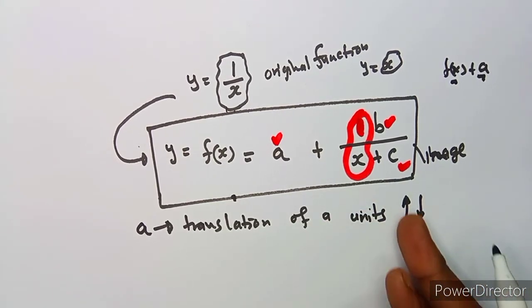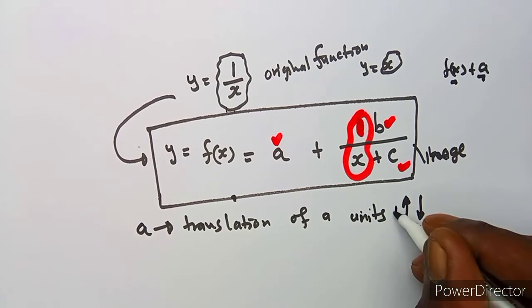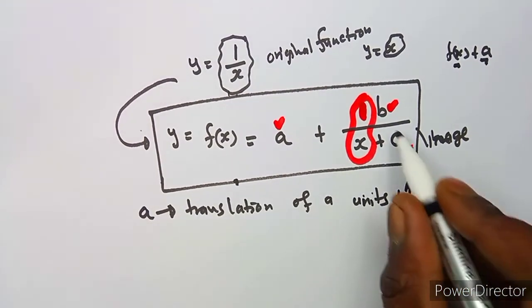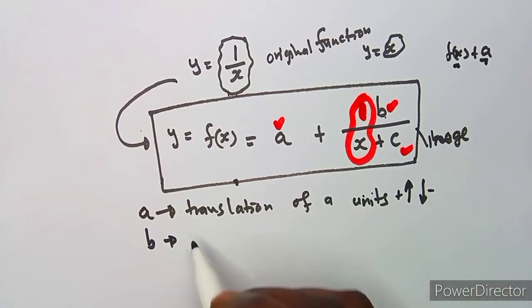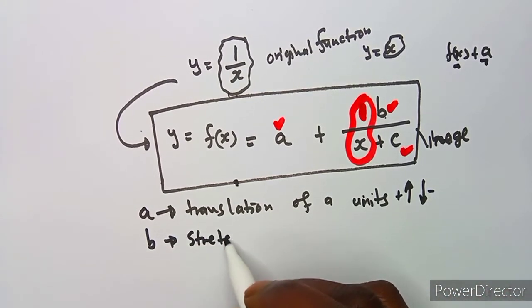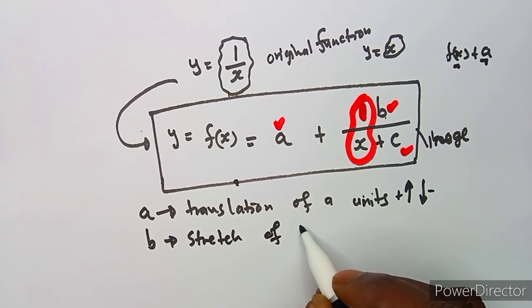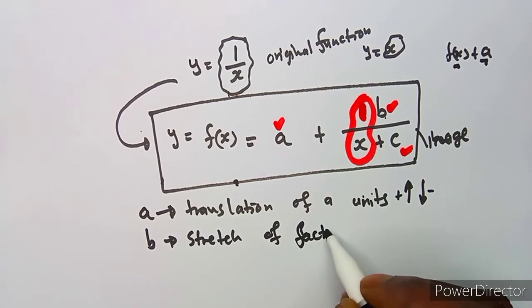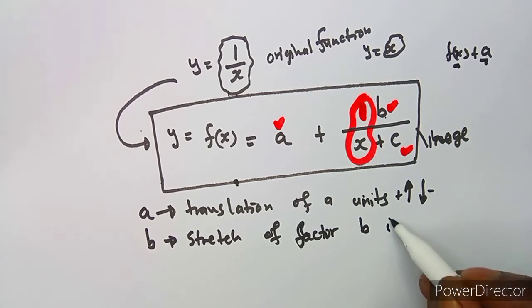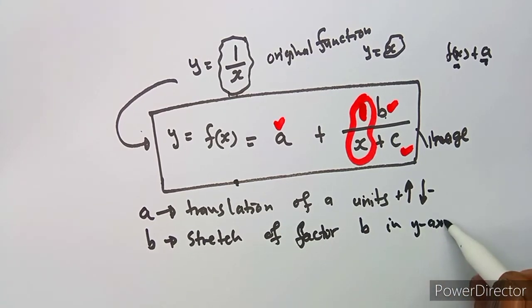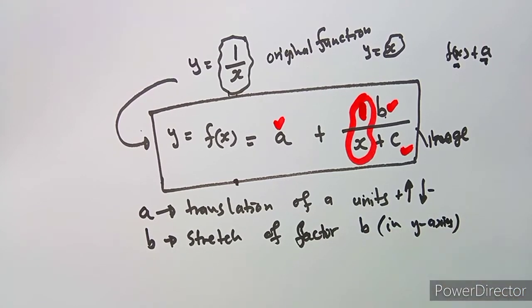If it is positive, it goes up. Negative, so this is positive, negative. All right, then let's move on to b. What is this b representing? The b is referred to as a stretch of vector b. So this is a stretch of vector b that is in the y-axis, or parallel to the y-axis. That's how you describe this.